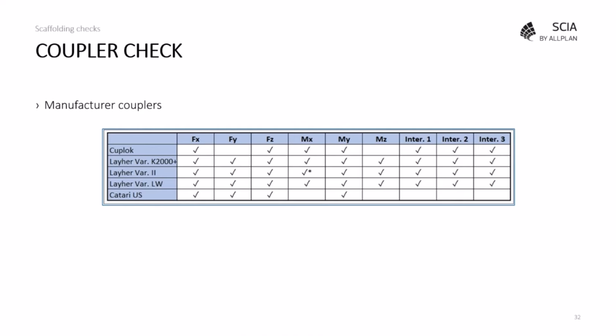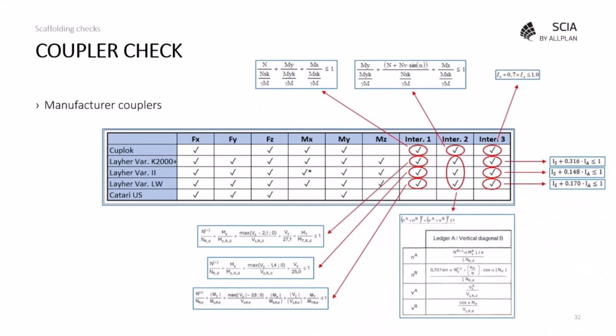For the manufacturer couplers, it's the same principle. We check the components where they are given by the manufacturer, and we also check in a lot of cases the interaction checks 1, 2, and 3. They are mentioned here. I will not go into detail, but we check the combined effects. We also check the interaction between the ledger and the diagonal. That's interaction 2. And we check the effect between the ledger and the column. So that's some kind of local punching effect. That's also checked. That's interaction check 3.